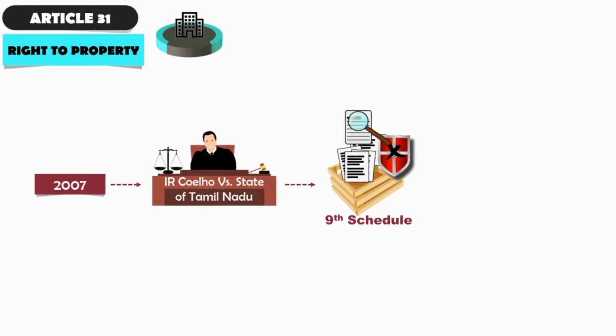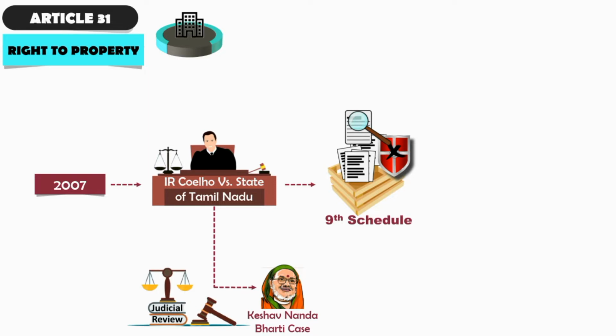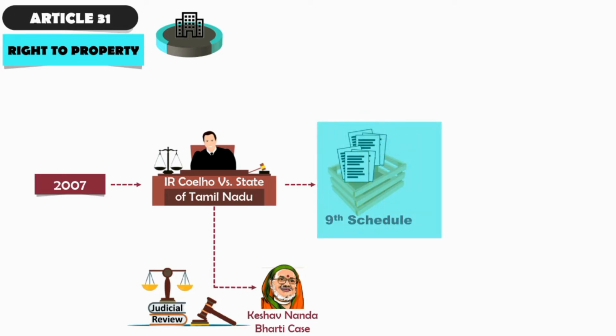This means the judiciary cannot be completely restricted from doing judicial review of the acts of the Ninth Schedule. Taking reference of the Kesavananda Bharati case, the Supreme Court said that judicial review is a part of the basic structure of the Indian Constitution. Therefore, you cannot randomly put any act in the Ninth Schedule and say that it cannot be judicially reviewed. The Supreme Court also mentioned that the entire Ninth Schedule cannot be judicially reviewed.